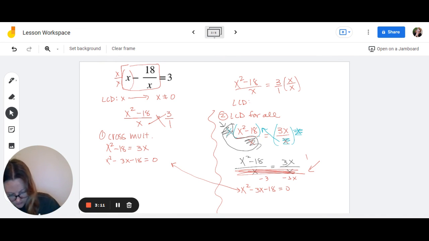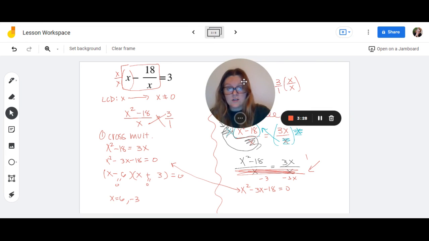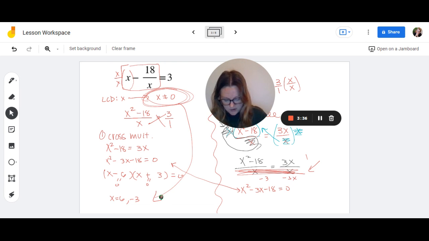So really quickly, let's go ahead and factor these guys. This will be an x minus 6, and this will be an x plus 3, equal to 0. Setting both these parentheses equal to 0, I get x is equal to 6 and negative 3. Before I box it, I want to make sure that none of my solutions are extraneous. So I go back to my original restrictions. It says x cannot equal 0. I'm looking down here, and I don't have a 0. So both of these are valid solutions. Box your answer and you are done.